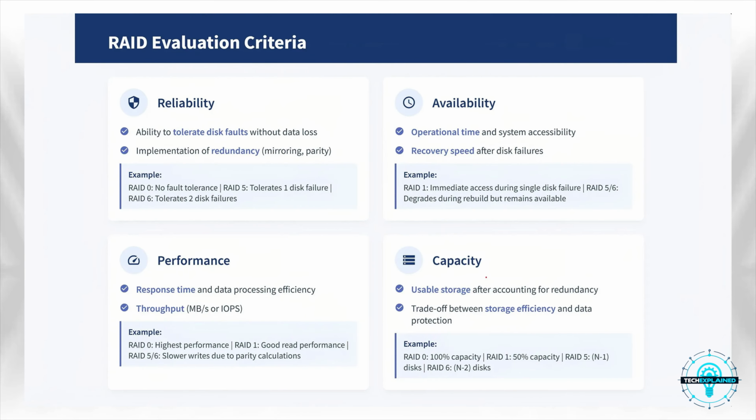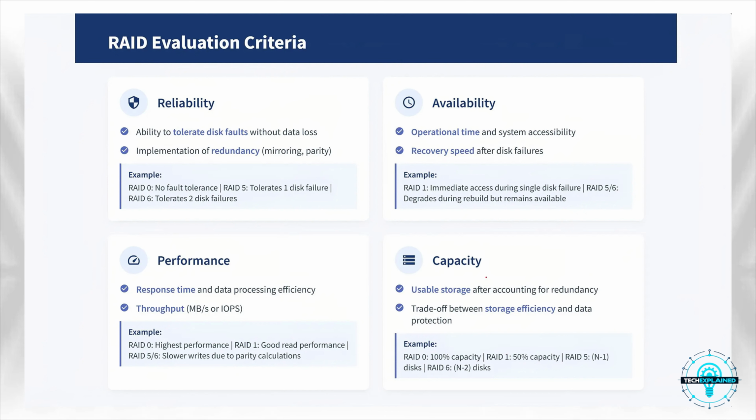When evaluating RAID systems, there are four key criteria to consider: reliability, availability, performance, and capacity. Reliability refers to the system's ability to tolerate disk failures without losing data. Different RAID levels offer varying degrees of fault tolerance. Some can survive multiple drive failures, while others cannot survive any. This is crucial for protecting critical data.